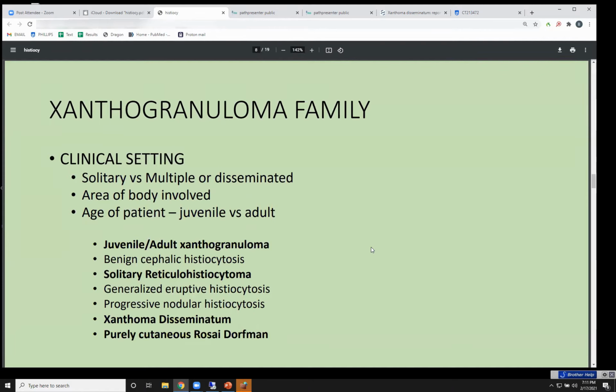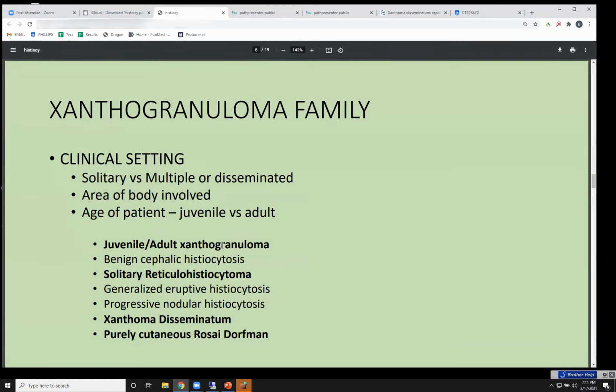The next group is the xanthogranuloma family. And in this, the next group is the cutaneous, mucocutaneous histiocytoses, and the first subgroup of that is the xanthogranuloma family. So this group has got solitary or multiple or disseminated lesions. It's named depending on what part of the body is involved and the age of the patient, juvenile versus adult. So in this group is a whole panoply of different diseases, but they all fit into the xanthogranuloma family.